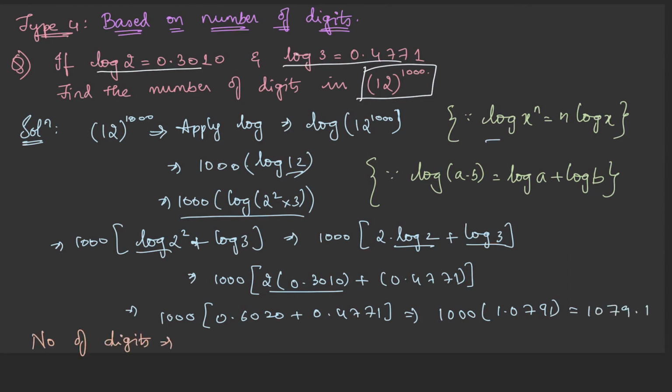That gives us 1079.1. Concluding, this is the characteristic and this is the mantissa. Here the number 12 is positive, so we have to add 1 to the characteristic, that is 1079 plus 1, which is 1080. This is the total number of digits in 12 power 1000.